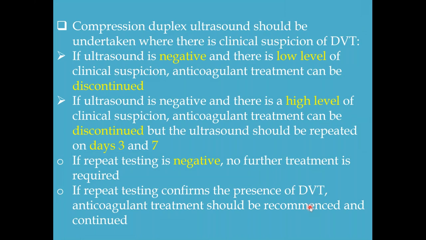What about the investigation? If there's any suspicion about the pressure complex, ultrasound should be undertaken where there is clinical suspicion of DVT. So if any suspicion of DVT, you first will do investigation like full blood count, coagulation profile, urea and electrolytes, and liver function test, and start therapeutic low molecular weight heparin. Then you can do investigation to diagnose DVT.